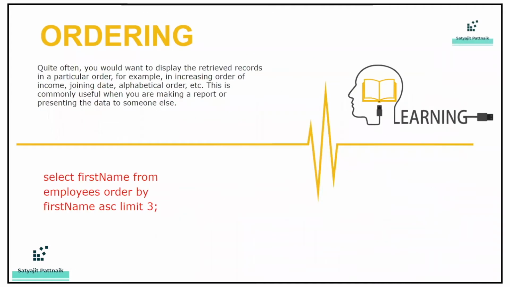Okay. Now the next topic is going to be ordering. What is ordering? Quite often you would want to display the retrieved records in a particular order. For example, in increasing order or decreasing order, right? There can be two ways to order, increasing or decreasing. So it can be based on any column. If you want to get the output in increasing order of age, that is possible. If you want to get the output in decreasing order of age, that is possible. If you want to get the output in increasing order of the first name, it's possible.